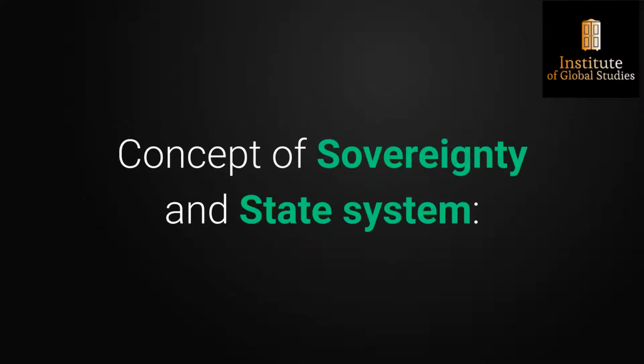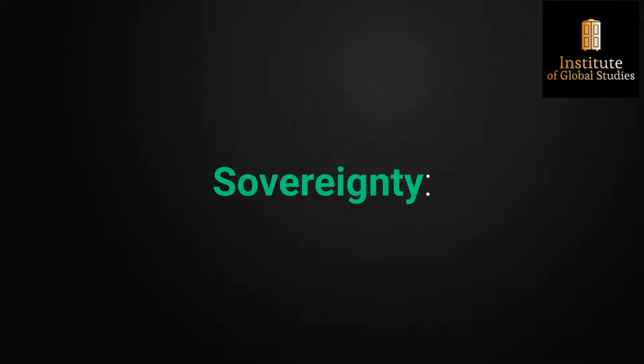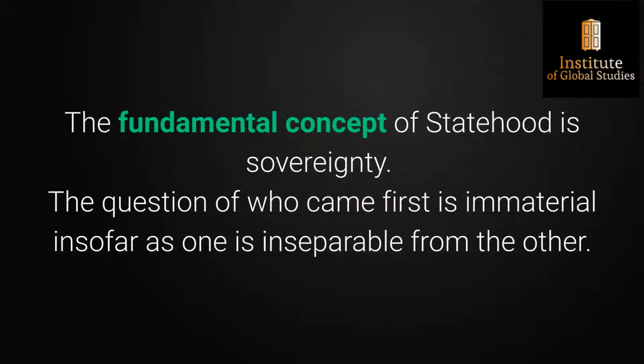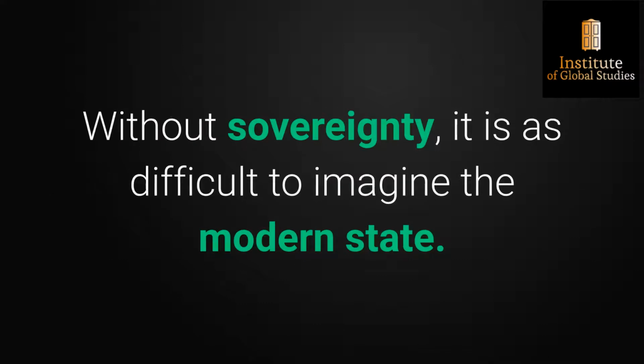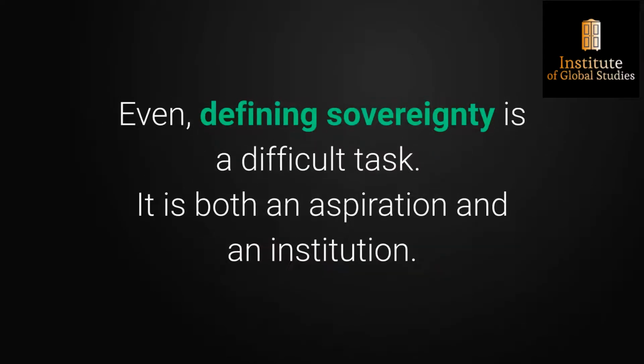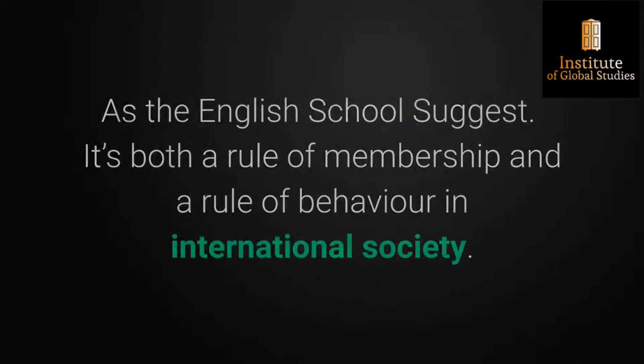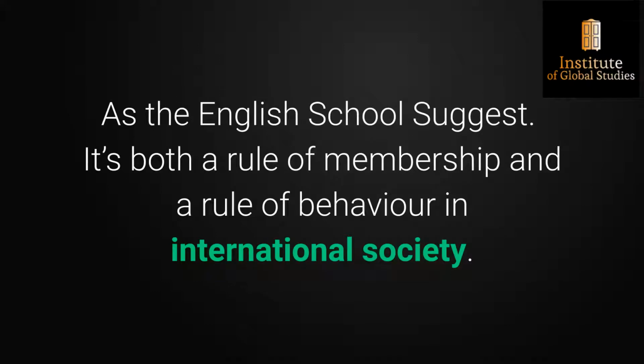Concept of sovereignty and state system. Sovereignty. The fundamental concept of statehood is sovereignty. The question of who came first is immaterial insofar as one is inseparable from the other. Without sovereignty, it is difficult to imagine the modern state. Even defining sovereignty is a difficult task. It is both an aspiration and an institution. As the English school suggests, it's both a rule of membership and a rule of behavior in international society.